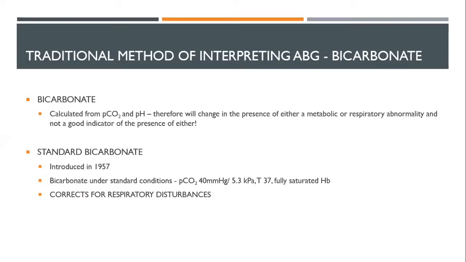Then the standard bicarbonate came about, a few years later in 1957. Basically, all it means is that it's a standardized measurement, standardized for a normal PCO2, temperature, and fully saturated hemoglobin. The benefit of a standard bicarbonate is that because it's standardized to a normal PCO2 of 40 millimeters of mercury or 5.3 kPa, it corrects for respiratory disturbances. So whilst the standard bicarb is somewhat better than a normal bicarb, it's still not good for fully accounting for a metabolic disturbance.